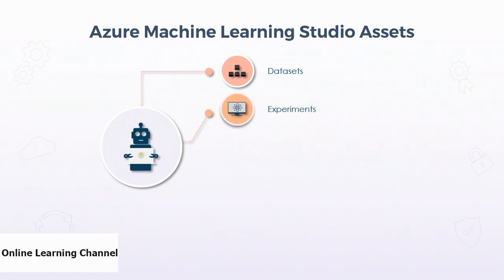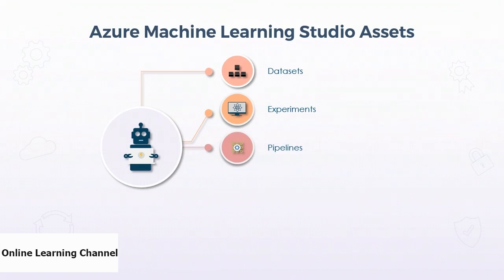ML Studio also allows you to manage experiments. Experiments provide information on runs, run statuses, logs, and metrics. Experiments can be created from notebooks, automated ML runs, or even pipeline runs, so it's good that there's a central place to manage them. Another type of asset that ML Studio lets you manage is pipelines.